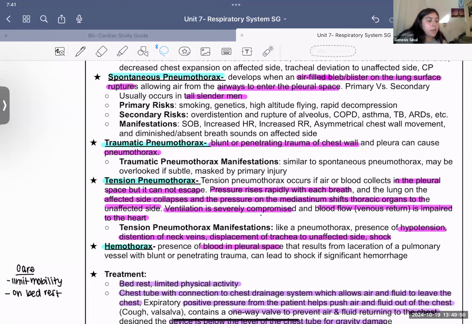So tension pneumothorax is basically a buildup of air that literally cannot escape, is how I think about it. It's like a pneumothorax, but one thing that differs is you're going to see hypotension because of the blood flow not being able to get to the heart, and distension of your neck veins. That's usually the big one. Tracheal deviation is also going to be one of the biggest things for a tension pneumothorax for sure, so make sure you know that. Tracheal deviation, hypotension, and distension of the neck veins. Then they can get into a shock state.